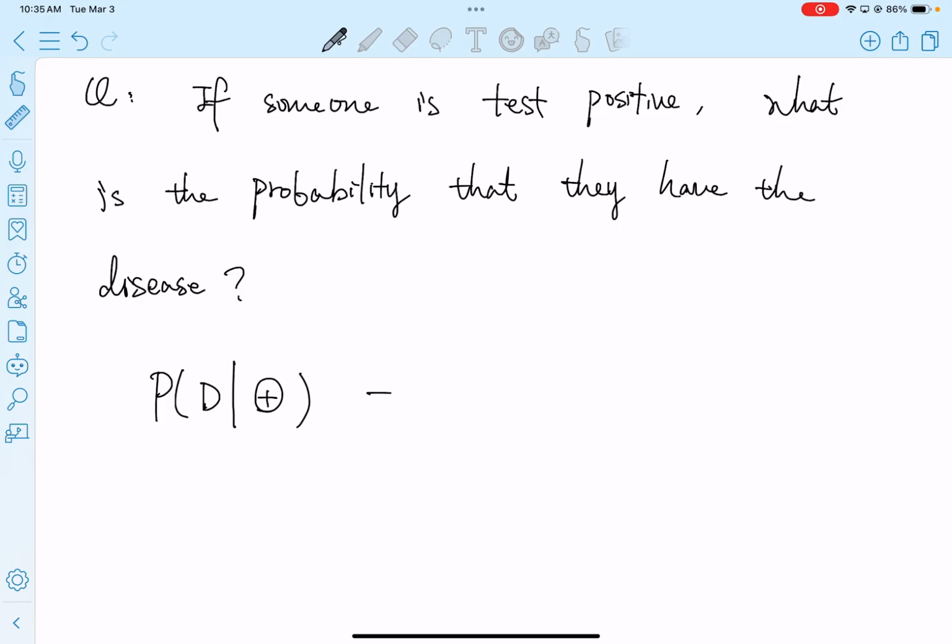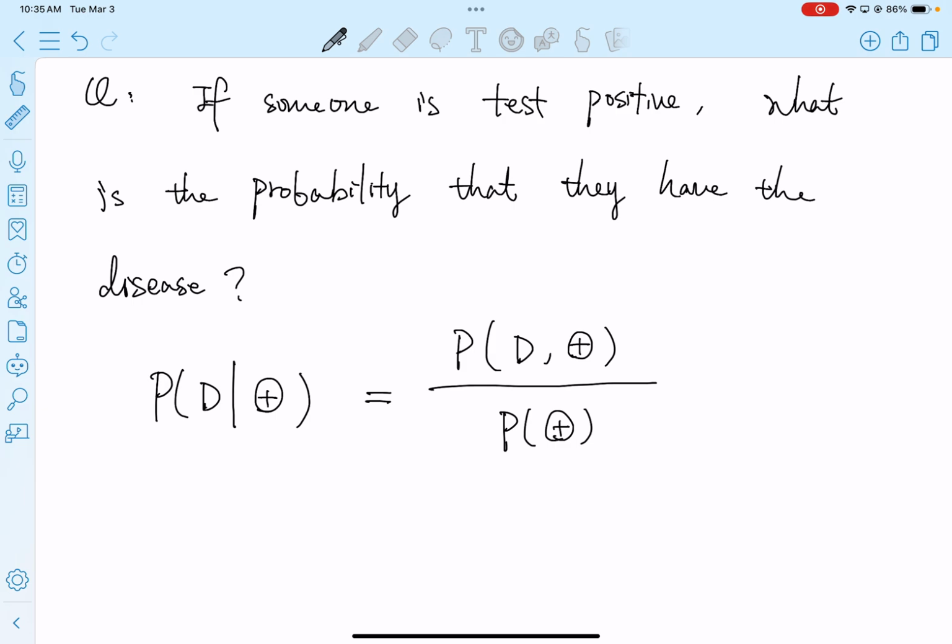the formula. So earlier we have seen that the conditional probability is equal to the joint, which is the D and the plus sign, divided by the thing that you want to condition on. So in our case, we are going to condition on the probability of testing positive. So we want to condition on the plus.